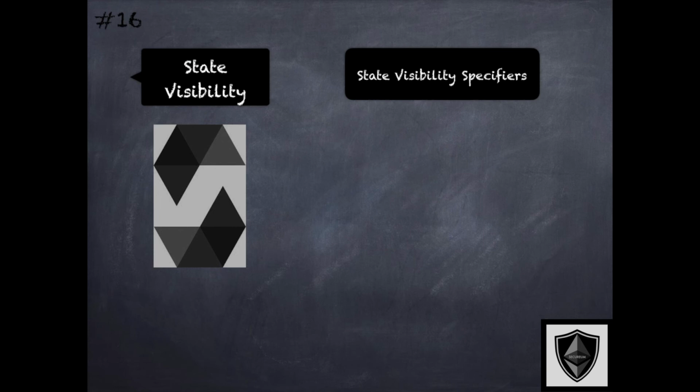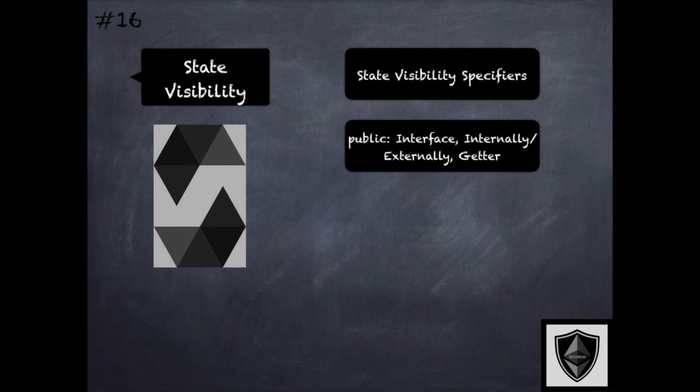State variables have a concept of visibility in Solidity. These visibility specifiers really indicate who can see these state variables and who can access them. There are three such visibility specifiers: public, internal, or private. Public state variables are part of the contract interface, and they can be accessed either internally from within the contract or from outside the contract via messages. And for such public state variables, an automatic getter function is generated by the compiler. This function can be used to access the values of these public state variables.